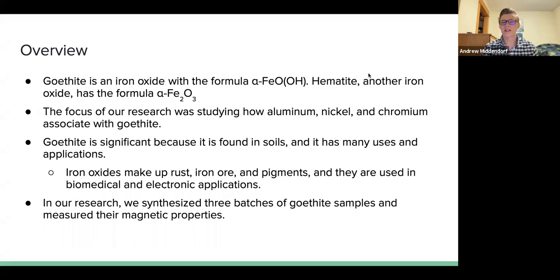So just kind of an overview. Goethite is an iron oxide that is the most thermodynamically stable iron oxyhydroxide at room temperature. And then hematite is another iron oxide that'll come up. And that is important because hematite can be formed from the same starting materials of goethite, just at different temperatures and pH values. Our research focused on how we could dope goethite with three different cations.